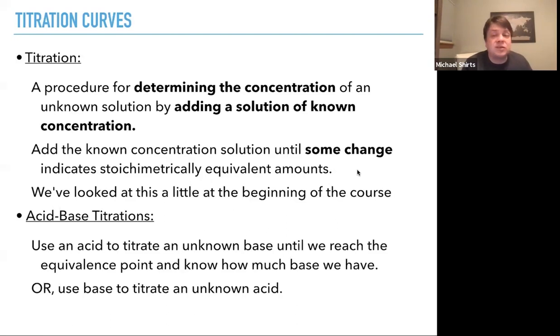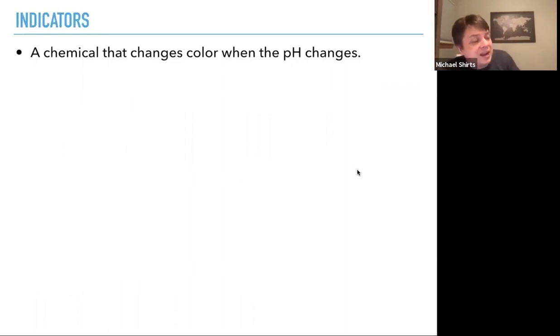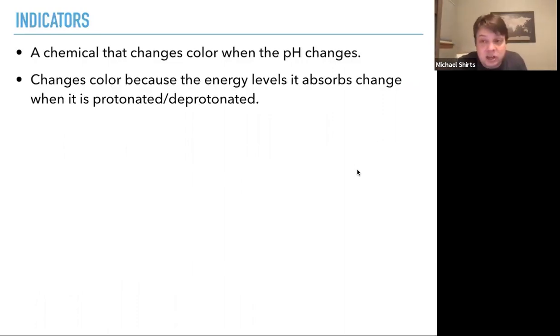And the reason we can do this is there's going to be some change that happens. And as you can guess, it's going to be the pH. So if we have a way to detect changes in pH, we can tell how much acid or base we have. And so what we use to do this are indicators. So indicators are a chemical that changes color when the pH changes. Why do they change color when the pH changes? Well, it changes colors because the energy levels it absorbs change when it is protonated or deprotonated. The chemical structure changes, usually by changing the number of conjugated bonds in the molecule. It changes when a proton pops on or off.